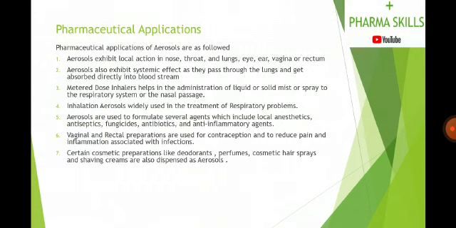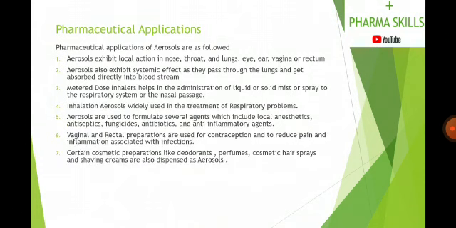Now the pharmaceutical applications. So we have already seen the uses of aerosols, let's see the applications. Aerosols exhibit local action in the nose, throat and lungs, eye, ear, vagina or rectum. Aerosols also exhibit systemic effect as they pass through lungs and get absorbed directly into the bloodstream. Metered dose inhalers help in administration of liquid or solid mist to the respiratory system or the nasal passage.